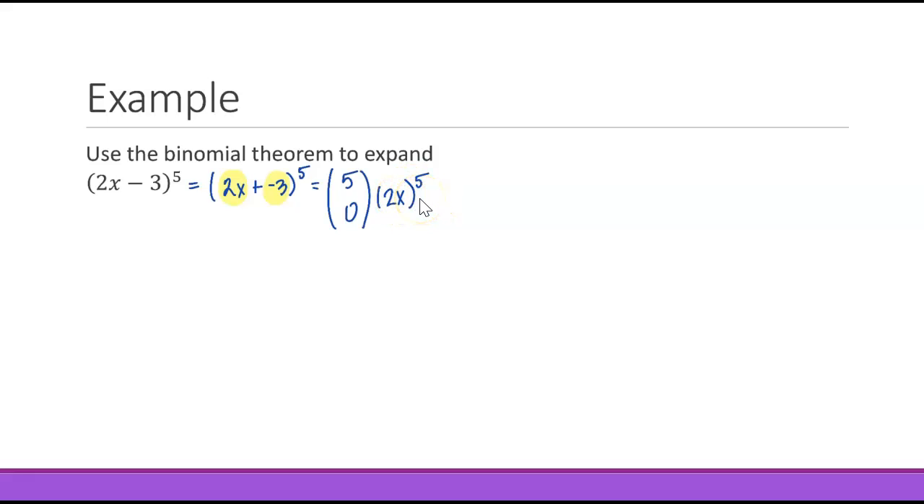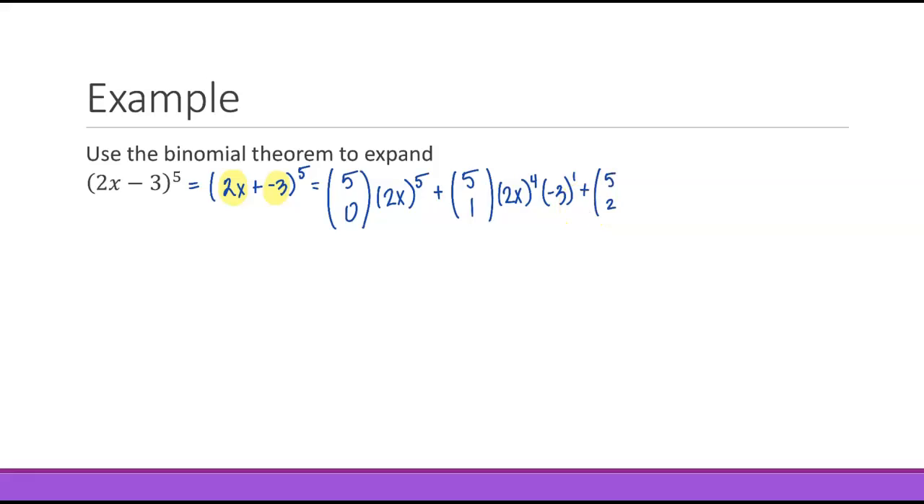Then the second term of the binomial expansion is going to be 5 choose 1. Then we're going to have 2x in parentheses raised to the 4th. And then we're going to put the b term raised to the 1st power. So this is the first appearance of the second term in the binomial. And then we keep going.